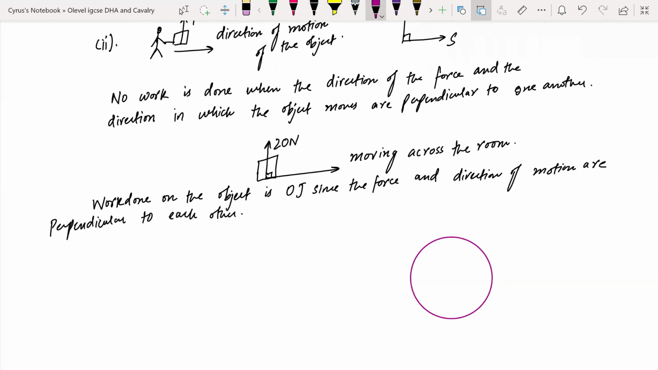You have a circle here, an object is moving in a circle, and the direction of the force is towards the center of the circle, right? And let's say there is an object, and this is the direction of motion of the object, right? This is the direction of speed.